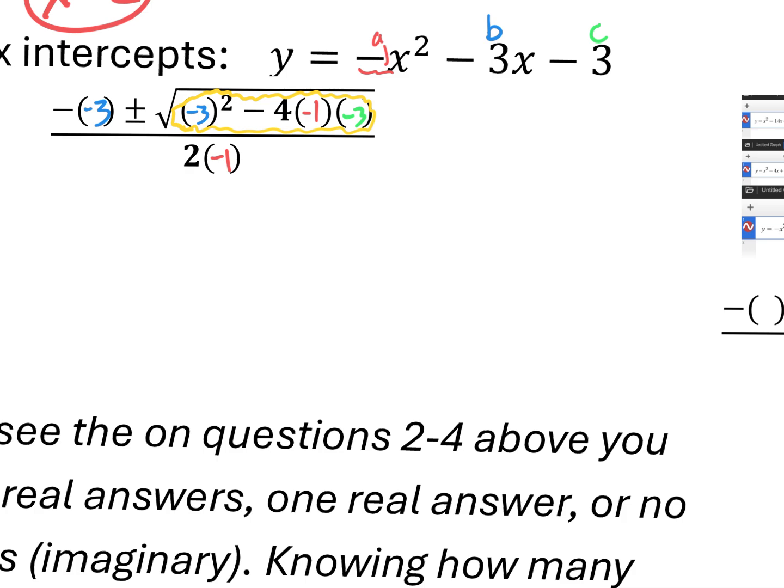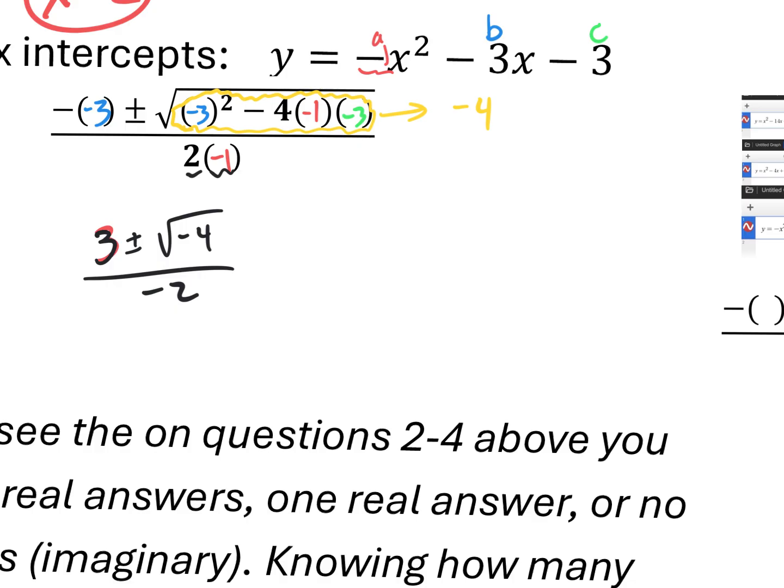So what you really have here is the minus minus becoming a positive 3. And we said that the discriminant was negative 4. So let me rewrite this. We have the positive 3 plus or minus the square root of negative 4. That's a discriminant, divided by 2 times negative 1, that's negative 2. So what's the problem here? We have a negative inside the square root.